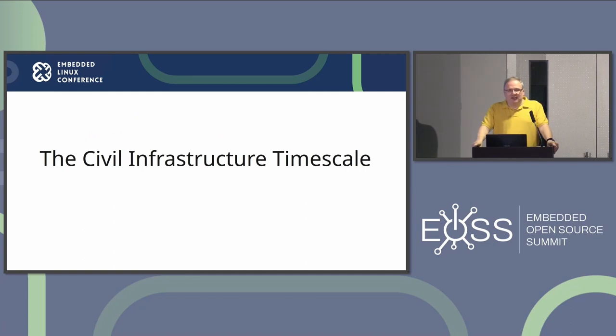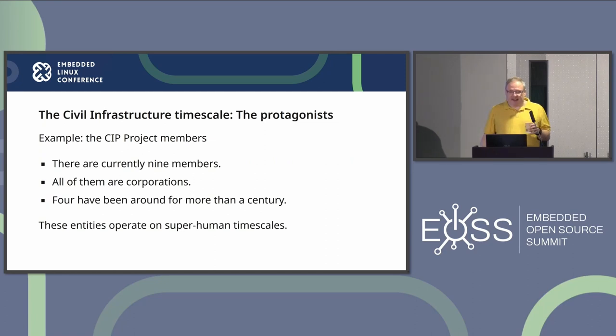If we're looking at civil infrastructure, things are a bit different. First thing, you can look at who makes civil infrastructure, and for that look no further than the members of the CIP project, which are obviously engaged in that kind of stuff. There are 9 of them. All of them are corporations, and 4 have been around for more than 100 years. Those being Siemens, Toshiba, Bosch, and Hitachi. So that's generations. I think Siemens predates Germany, so that's quite a bit.